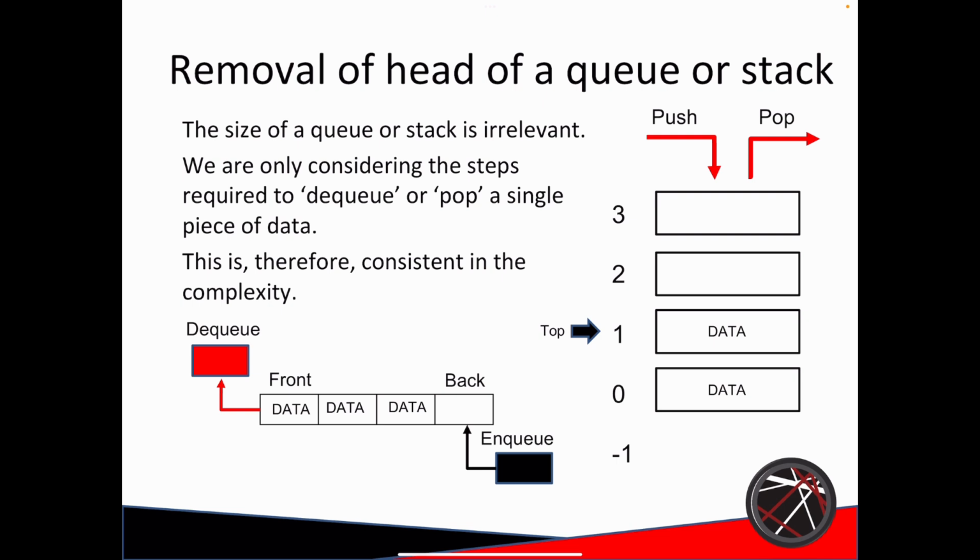In other words, the cost of moving the front pointer across one to cope with that, or again moving our top pointer within our stack down and popping our data from that stack. And therefore that's going to be consistent every single time.